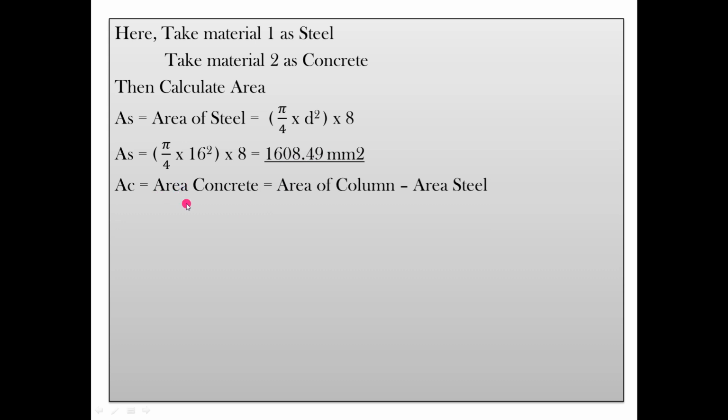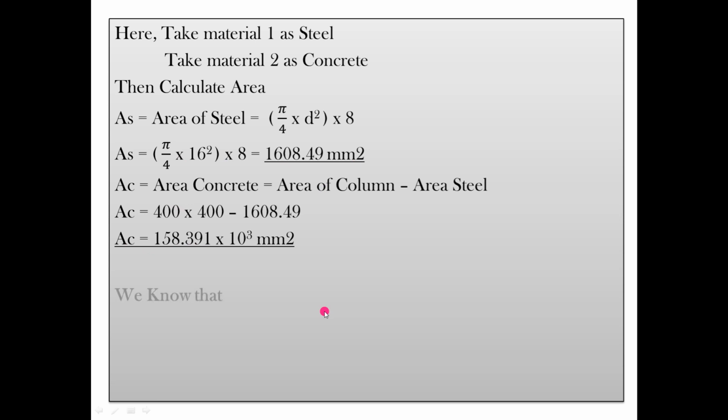AC is equal to area for concrete is equal to area of column minus area of steel. कॉलमच्या एरियामधून स्टीलचा एरिया वजा केला की आपल्याला फक्त कॉन्क्रीटचा एरिया मिळणार आहे. मग कॉलमचा एरिया 400 बाय 400 मायनस स्टीलचा एरिया 1608.49. Then by deduction we get AC is equal to 158.391 into 10 raised to 3 mm square. This is the area for concrete and this is the area for steel.